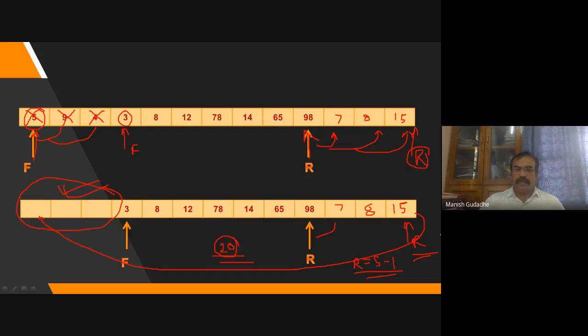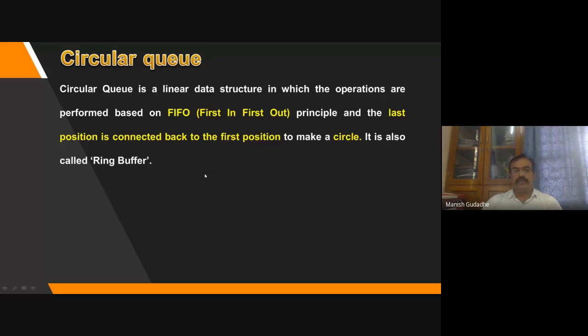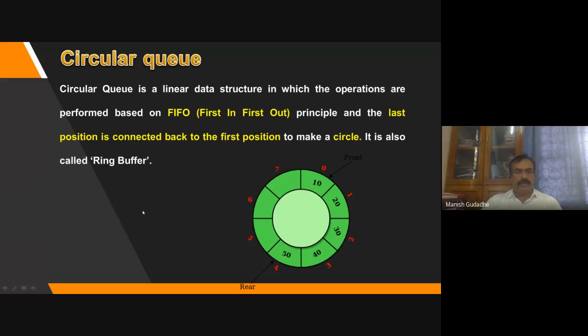Means R will be incremented by 1 and will point to the first element. So we are going to construct a ring kind of structure, which will be appearing in this way. Consider this as a simple strip of elements.